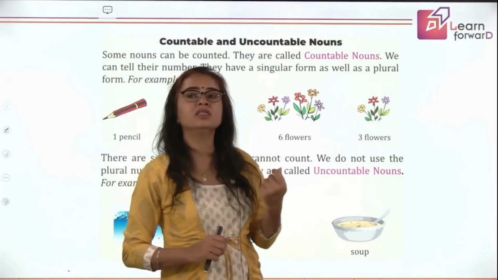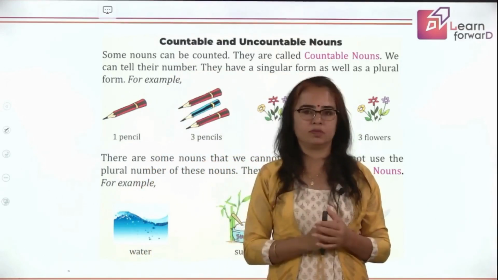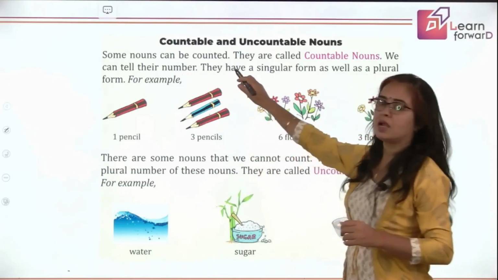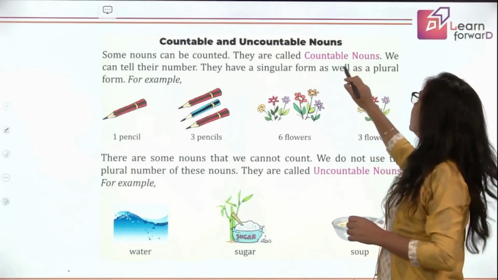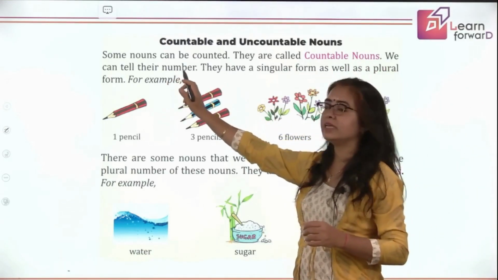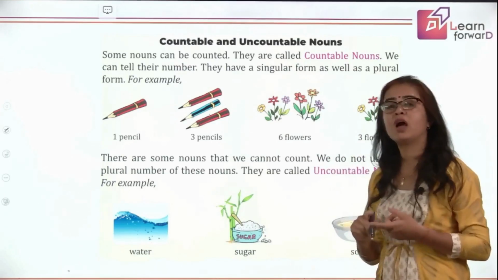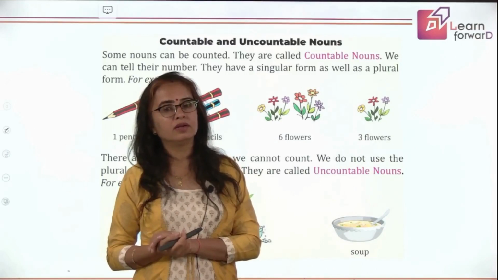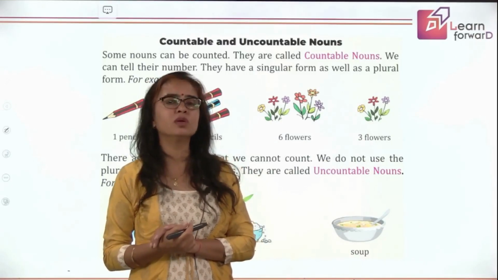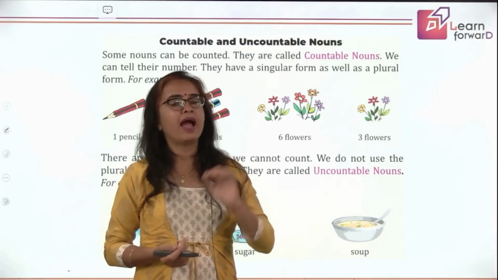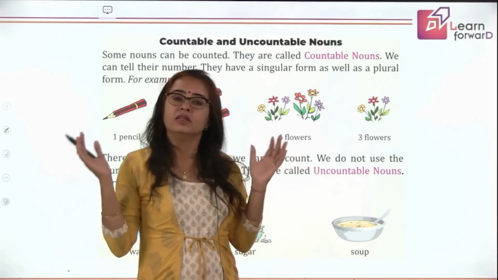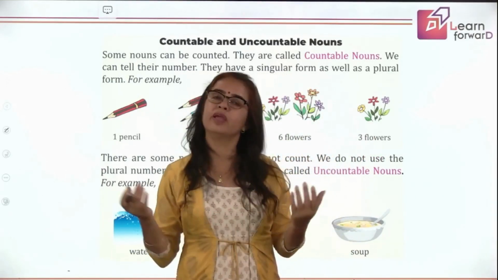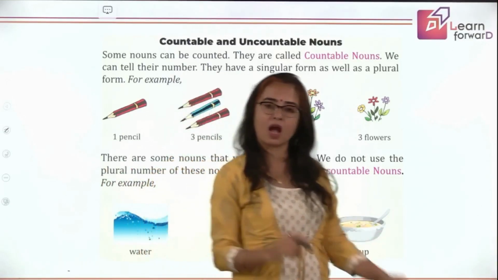So this is countable and uncountable nouns. Let's know about them. Some nouns can be counted. They are called countable nouns. We can tell their number. They have a singular form. Now, if you cannot count, you cannot say whether it's singular or plural, right? Because what is singular and plural? Singular means one and plural means many. So you can tell whether something is one or many only when you can count them. If you cannot count, how can you say it's one or many?